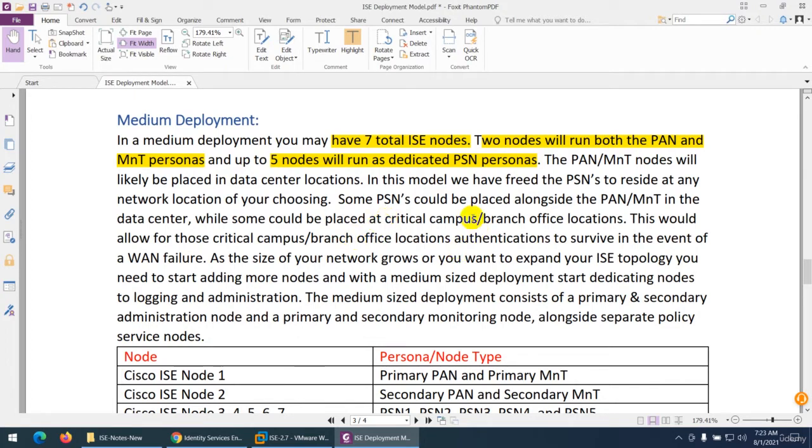You can do it in such a way that you place the PAN and MNT nodes in a data center, and you can put the PSN everywhere in your locations. You can put PSNs in the same data center, and you can put them in some other branches or campuses as well.